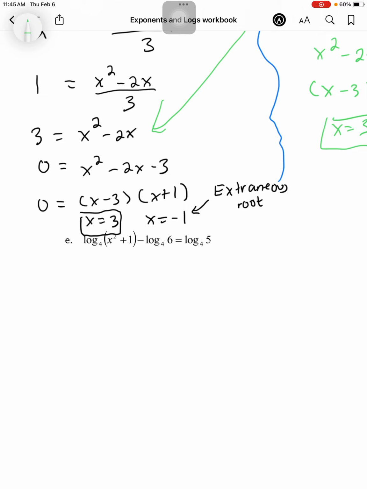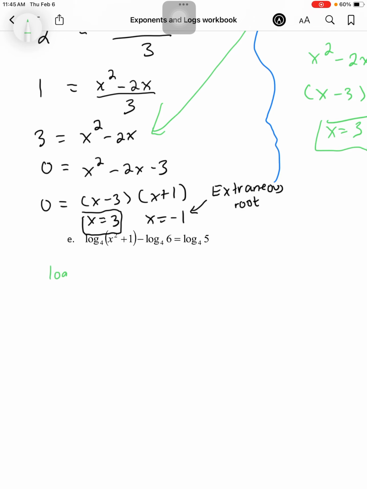So here for letter E, I'm going to do the right side method where we just keep the left side and right side where it is. So we see that all of them have a base of 4, so we could condense everything together. So we have log 4, and we see that there's a minus sign separating these two logs, so we know right away that this is going to be a fraction.